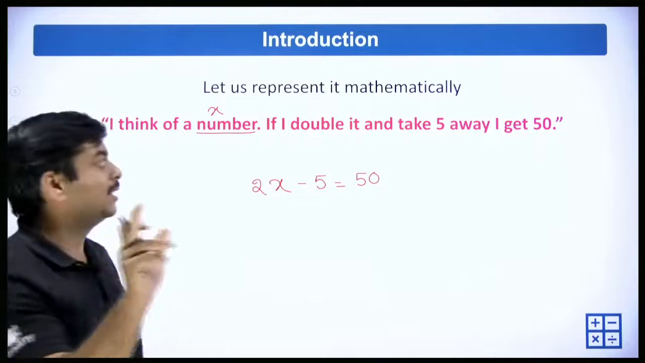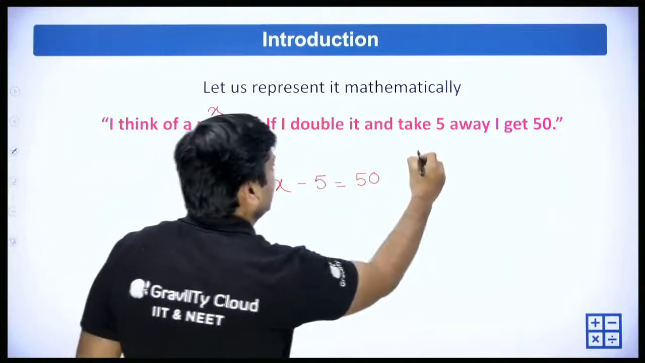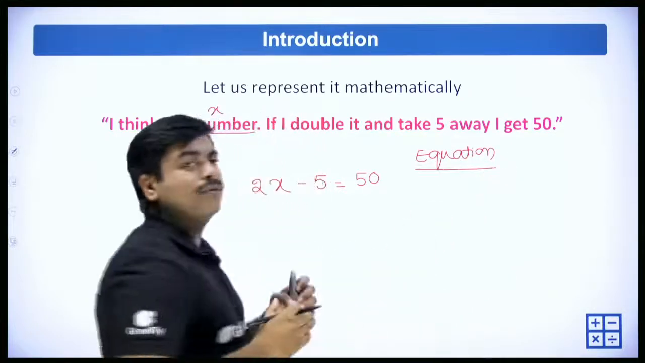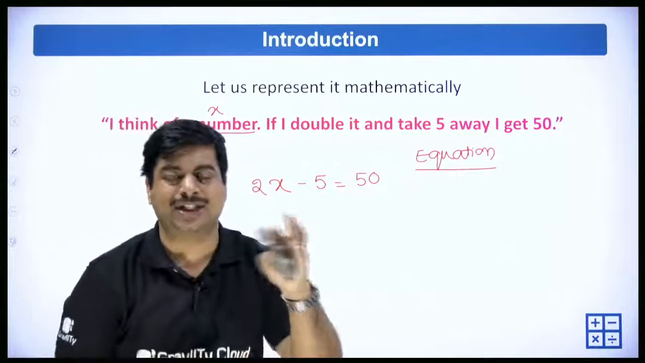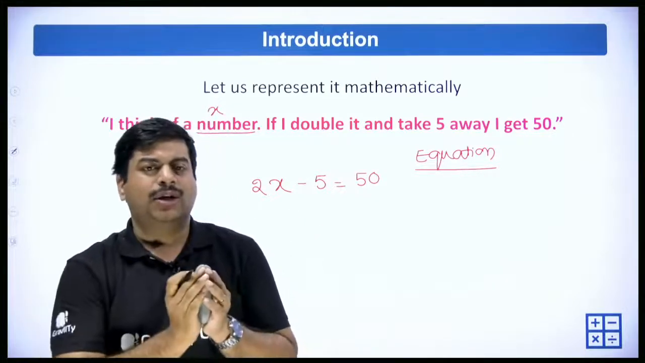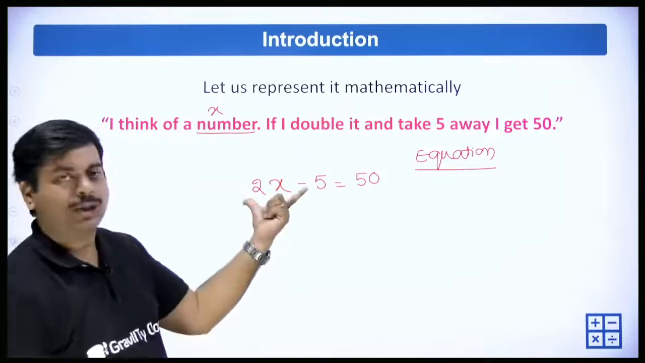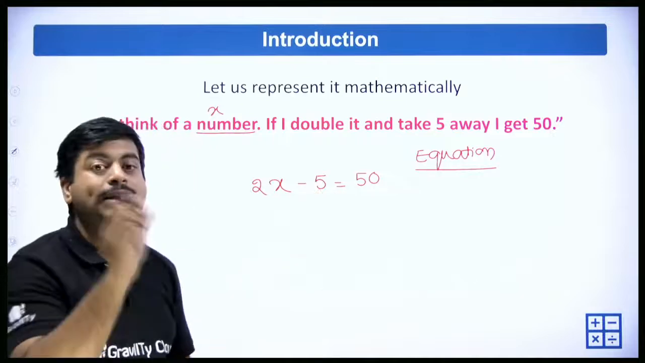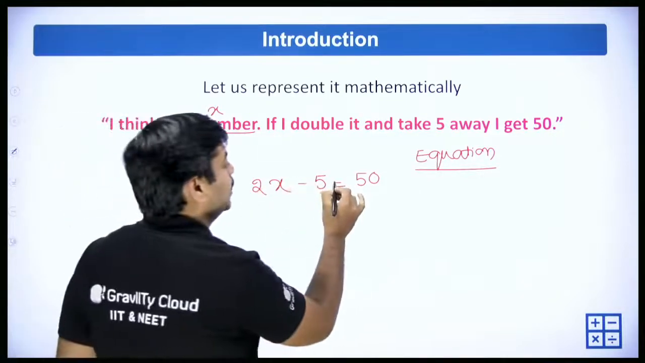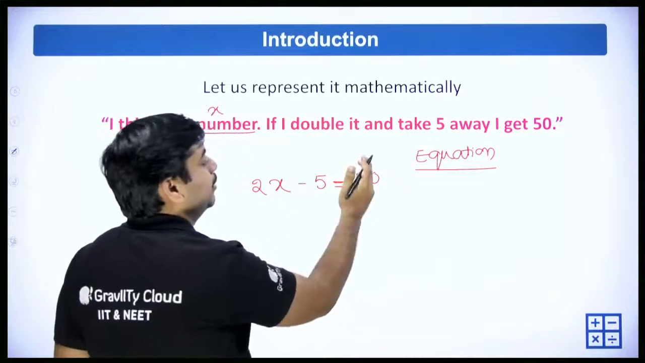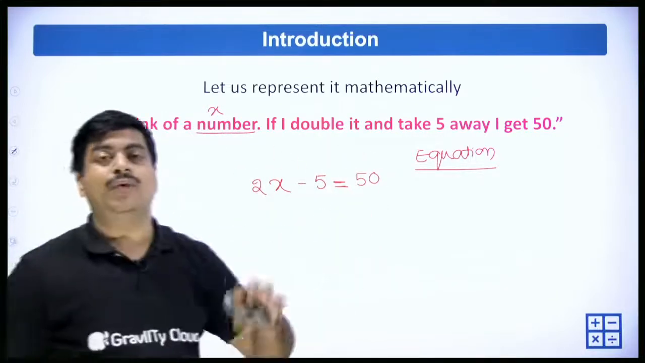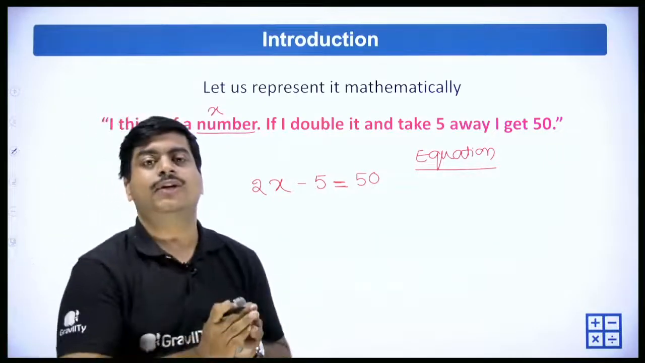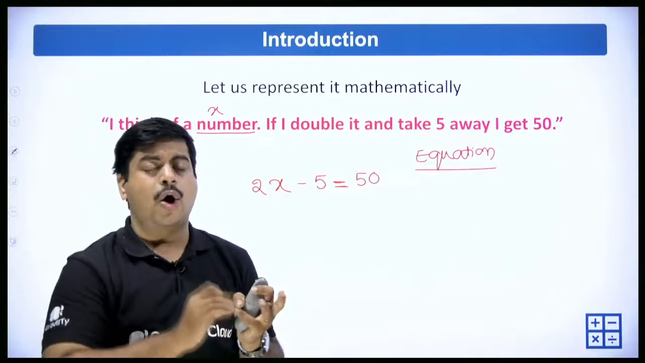The first thing you need to understand here is, what is an equation? I'm saying linear equation, but what is an equation first of all? You already know algebraic expressions, correct? In the lower classes, you learned what an algebraic expression is. This is an algebraic expression, 2x minus 5. This one, equated, that means using the equal to symbol, to the other number, forms an equation. And when you are talking about equations, we may have a linear equation or some other equation.